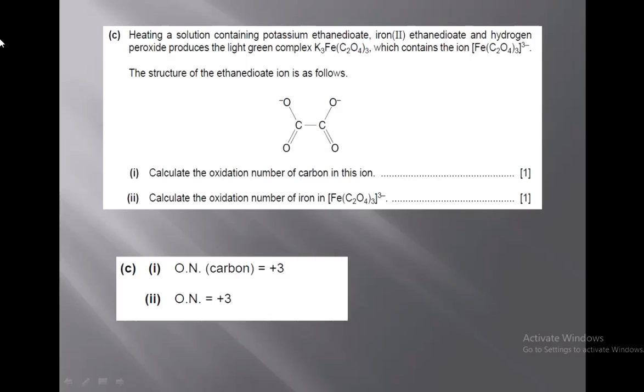In the second part, he was asking to calculate the oxidation number of iron in the iron oxalate complex having a 3 negative charge overall. So an oxalate ion or ethanedioate ion has a 2 negative charge. So the three oxalate ions have overall 6 negative charge, while the iron should have a 3 positive charge, so as to make the whole complex 3 negative. So the oxidation state of iron here should be 3 positive.